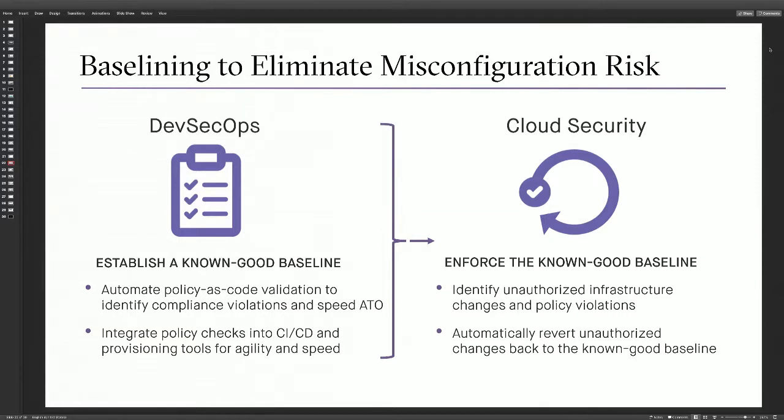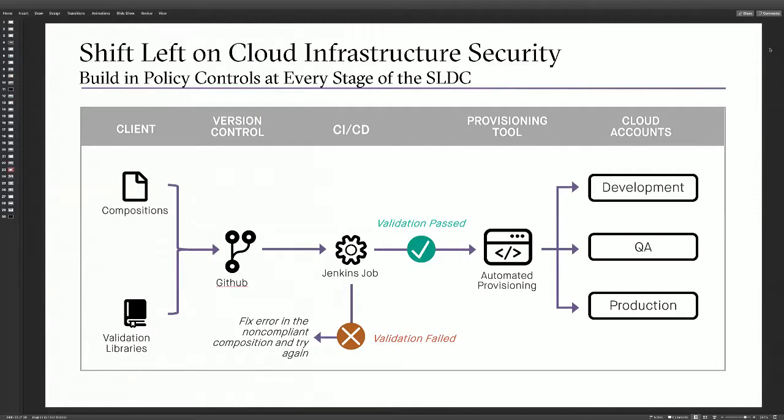But then once you're in deployment, just enforce that. Enforce the known good baseline. That means identifying any drift for any reason and being able to revert any drift back to the known good baseline without a big library of scripts looking for very narrow misconfiguration scenarios. So we propose that this should be built in across the entire software development lifecycle.